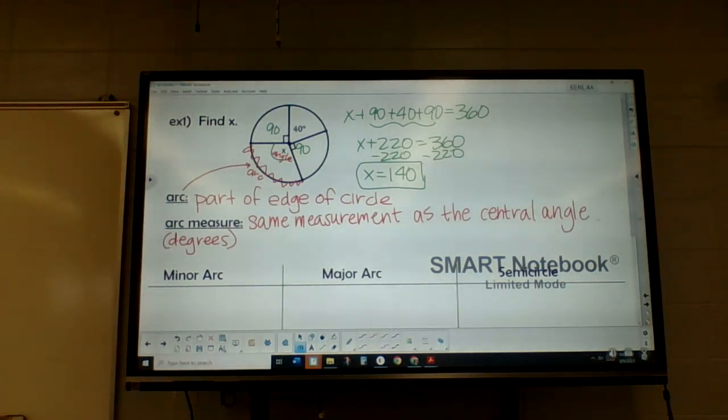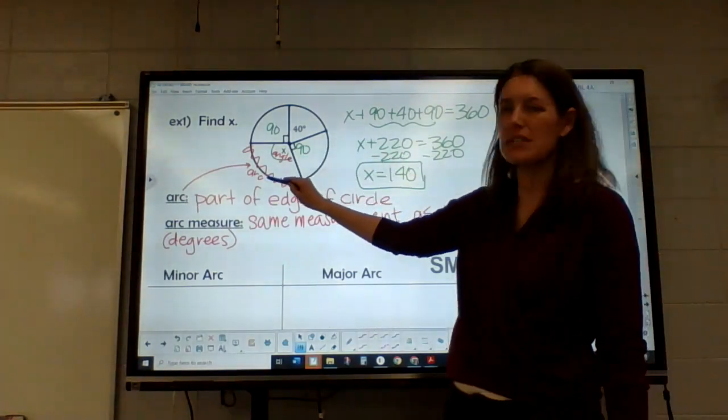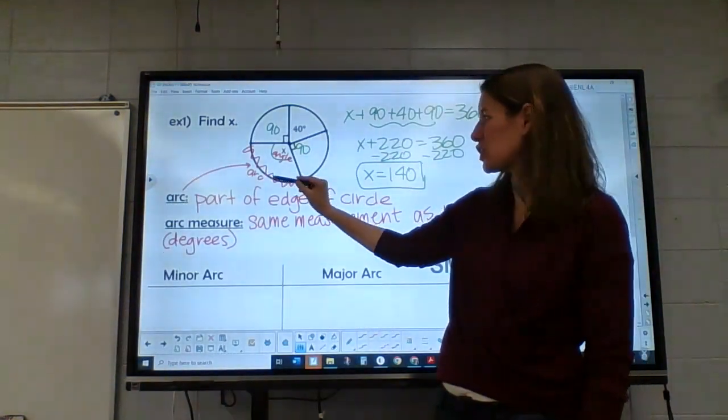Measurement is the central angle. So if this is 140 degrees, this is also 140 degrees.